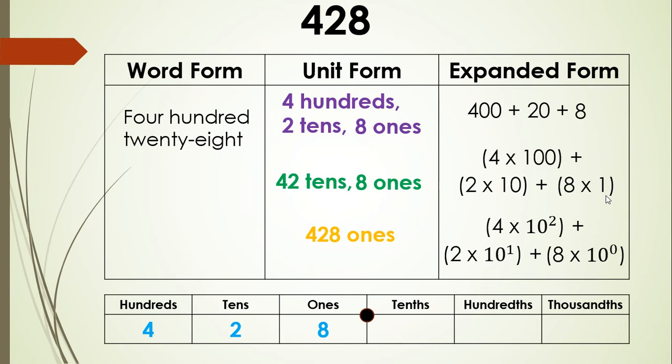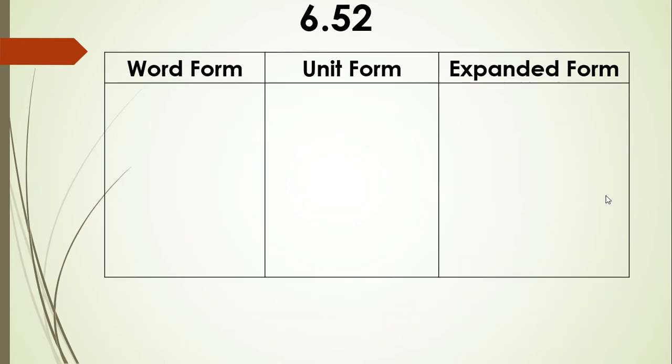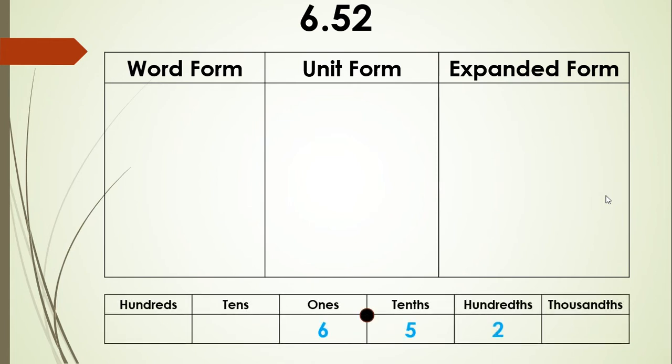Now we're going to try the same thing, but using decimals. You can see here we have 6 and 52 hundredths. We're going to first place this in the place value chart. We see the 6 is in the ones place, the 5 is in the tenths, and the 2 is in the hundredths.